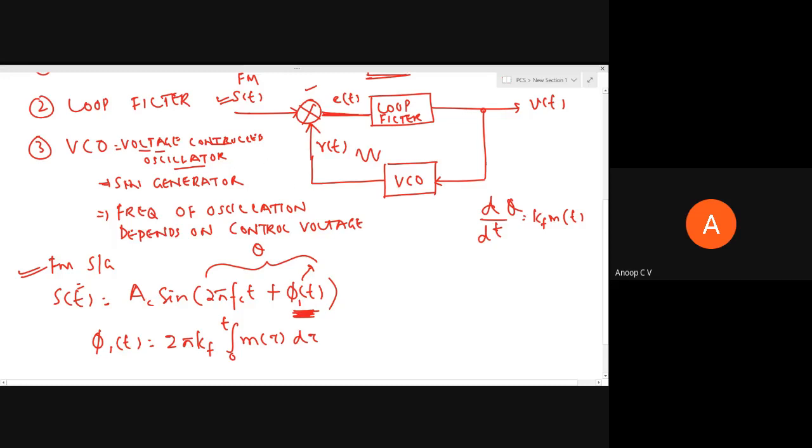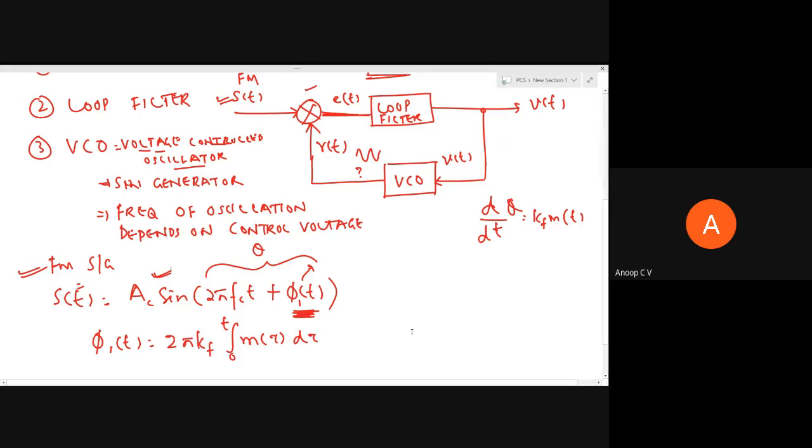So this S of t is given as one of the inputs of this multiplier. And now we'll see how we can represent this VCO output, voltage controlled oscillator. For the VCO, V of t is the input, and its output frequency is dependent upon the input voltage. So the VCO output also we can write in the form sine of 2 pi f_c t plus something. We'll see what that is.